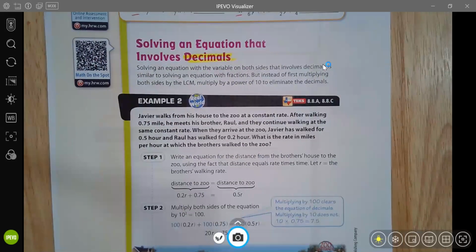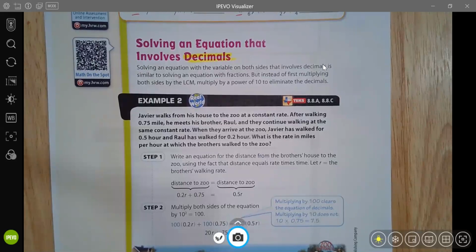Instead of finding the LCM, because it's a decimal, we're going to multiply by powers of 10 just to get rid of decimals. Okay. Can you work with them and not do that? Of course, yes, but this is just another way to solve it. So let me read example 2 for you.